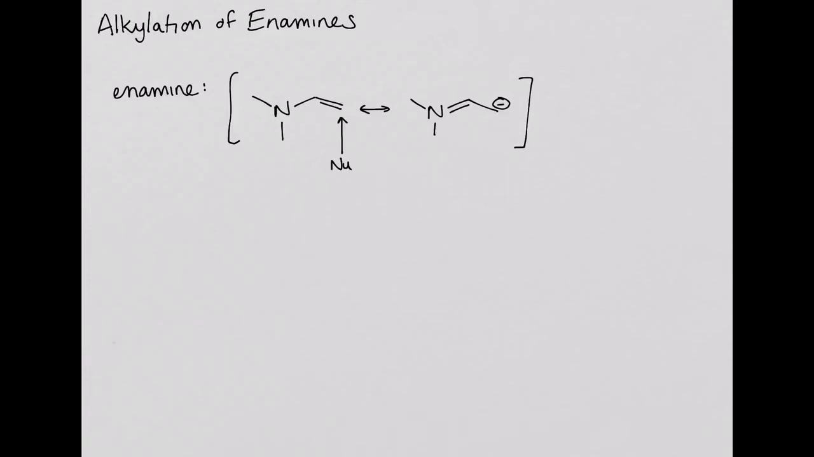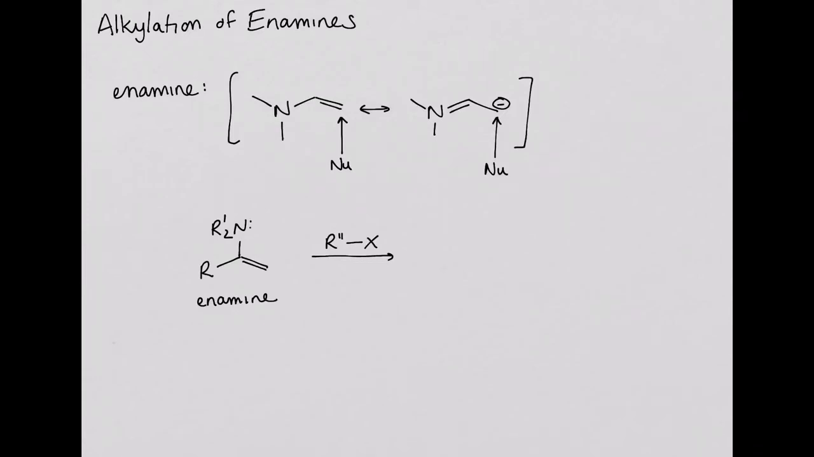This is the carbon that has the negative charge in the resonance contributor. Because of this, enamines are nucleophilic at the carbon of the alkene furthest from the amine. Enamines react in a similar manner to enolate ions, in that they result in the substitution of a proton with another group through attack on an electrophile.